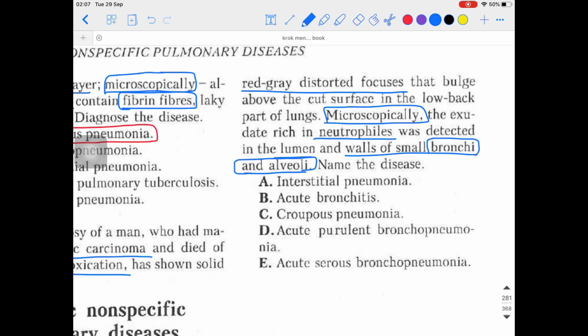If they involve bronchi or alveoli, we call that pneumonia. Pneumonia because of alveoli, broncho because of bronchi. So the combined term will be bronchopneumonia, isn't it? Which kind of bronchopneumonia? They are talking about exudate rich in neutrophils, so that will be purulent bronchopneumonia. So the answer will be acute purulent bronchopneumonia, isn't it? I hope you got the point.